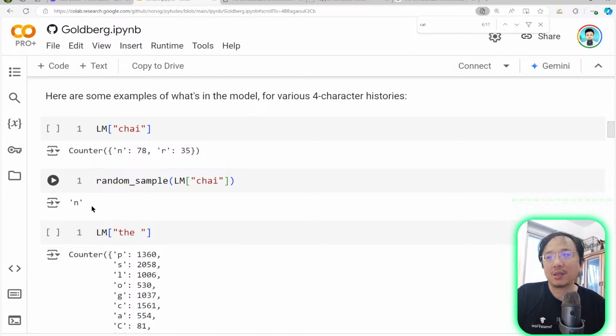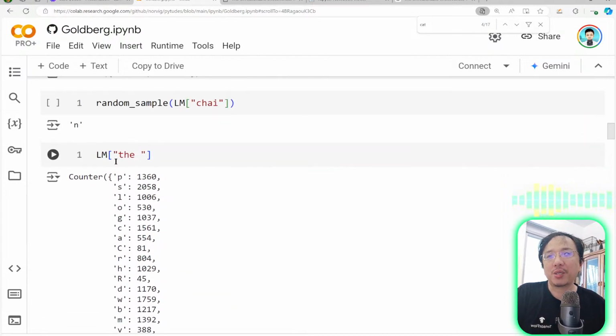然后用 CHAI，因为它只有两个东西，n 有78个，r 有35个，那它 random sample 有的时候会 n，有时候会 r。那这次它是 n，大概是113分之78的情况之下，它会出现 n；113分之35的情况下，它会出现 r。So in this case, by using a utility function random sample, and by using the statistics, we can see right here, it will sample the next character in proportion to the statistics: about 75% of the time it will sample n, and about 25% it will sample r.